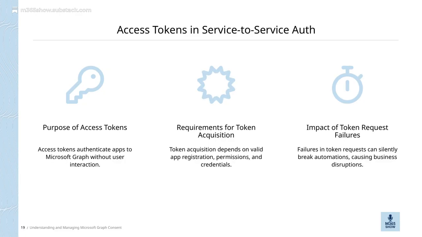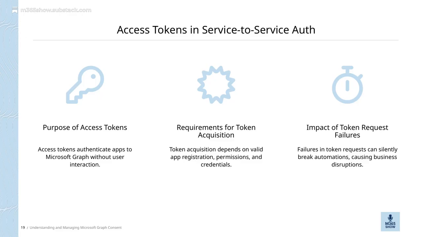Failures in token requests can often go unnoticed, but they can quietly cause automations to break down, leading to significant business disruptions. It's crucial to understand that these failures aren't always obvious immediately, which is why monitoring and managing token requests is so important. When we talk about token acquisition, it depends on having a valid app registration, proper permissions, and correct credentials. Without these, the process can fail, and the app won't be able to access Microsoft Graph.